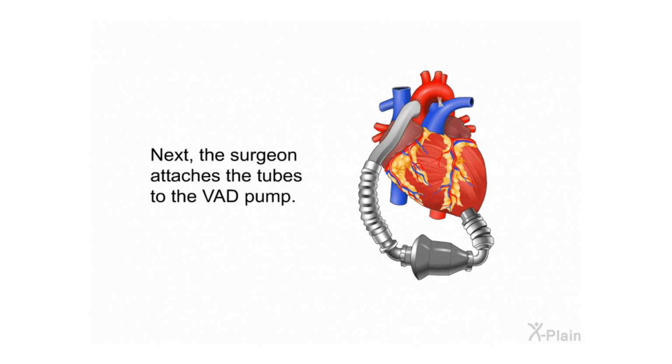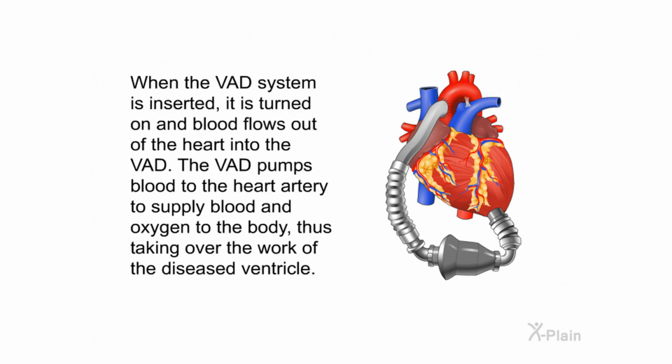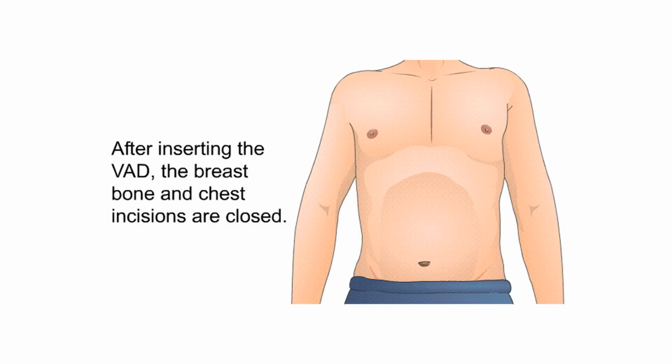Next, the surgeon attaches the tubes to the VAD pump. When the VAD system is inserted, it is turned on and blood flows out of the heart into the VAD. The VAD pumps blood to the heart artery to supply blood and oxygen to the body, thus taking over the work of the diseased ventricle. After inserting the VAD, the breastbone and chest incisions are closed.